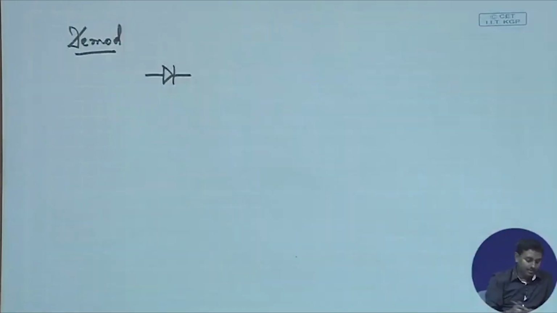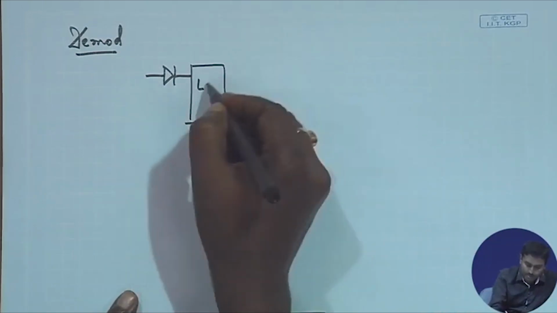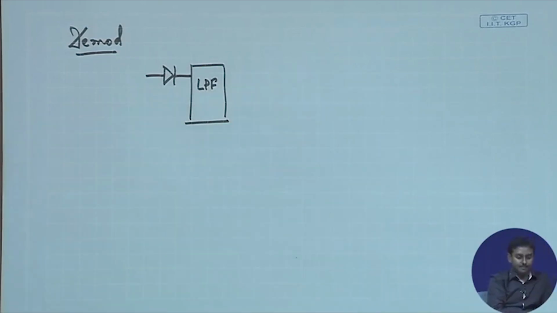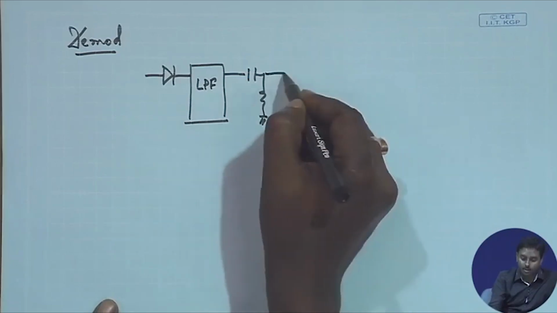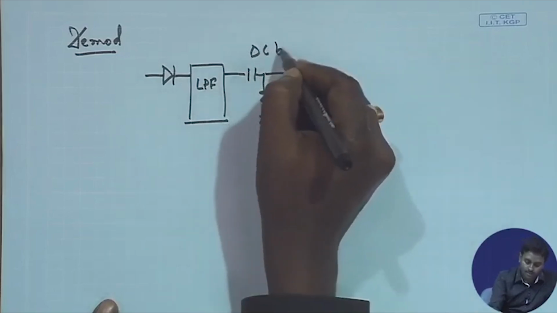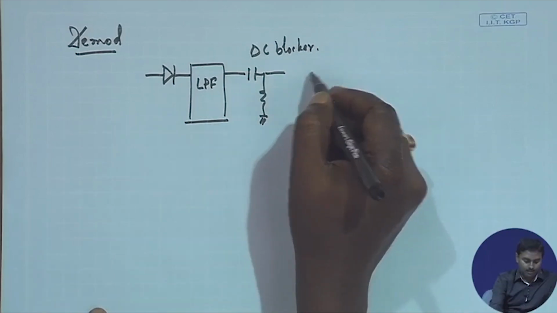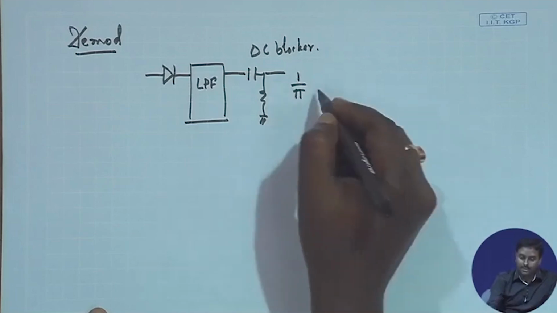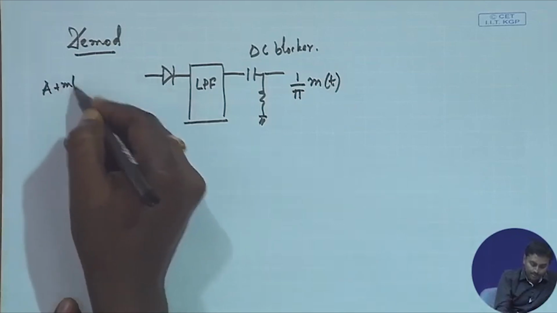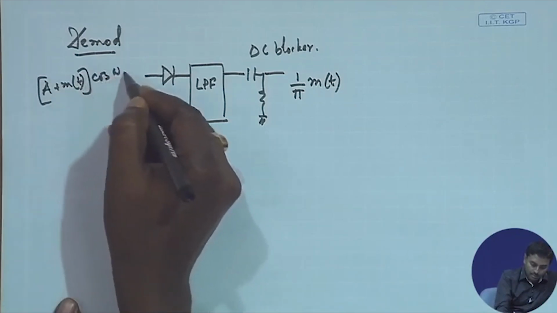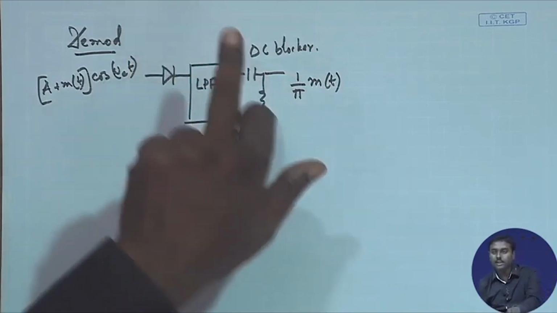After passing it through a diode, I will pass it through a low pass filter, and then I will pass it through a capacitor followed by a resistor, which is nothing but a DC blocker. We will see why that is required. And that will give me my m(t), or very precisely I will get 1 by pi m(t), as long as I am putting this A plus m(t) cos omega ct over here. That means an amplitude modulated signal. If I just do this circuitry, I will get this.